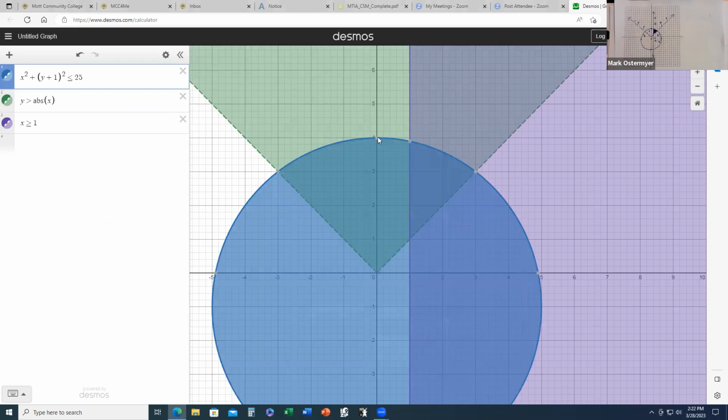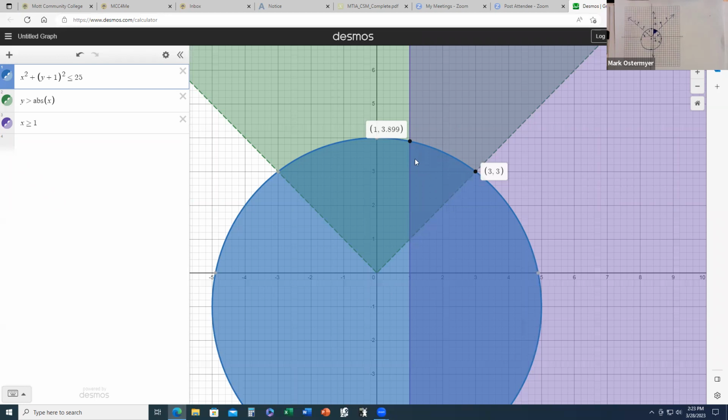any point that lies on a circular boundary, I'm not from this point. That's no good. It's got to be from this point to this point, that would be a solution. Notice a point that lies on this absolute value portion of the graph is not a solution.